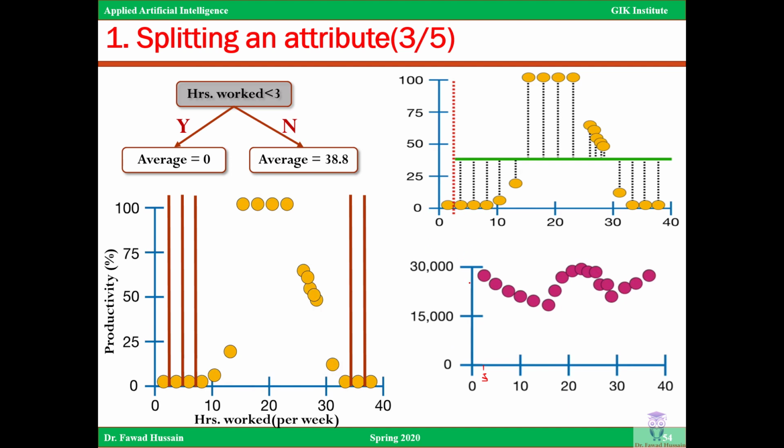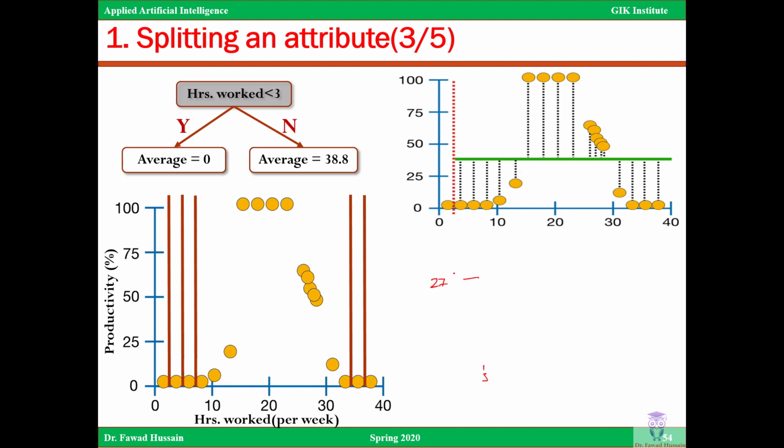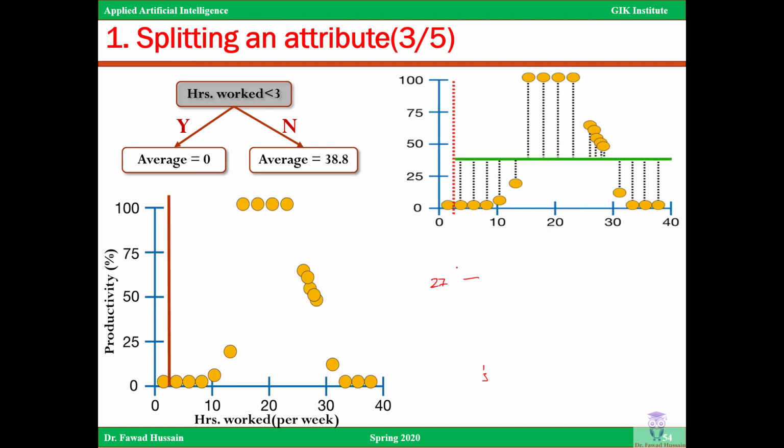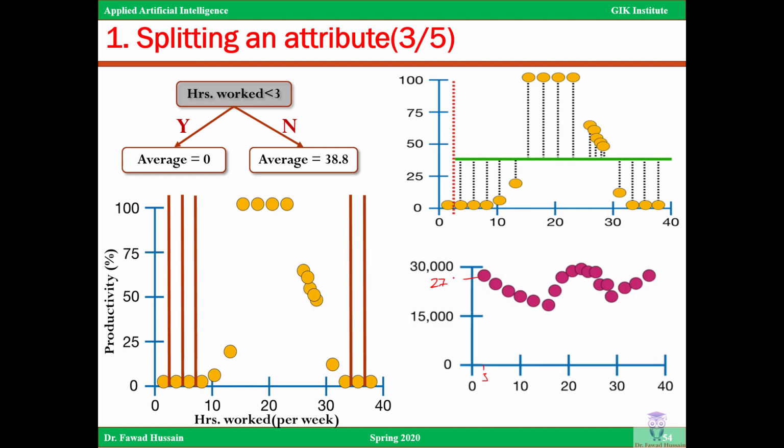So for hours worked equal to 3, this value was around 27,468. This corresponds to the split where hours worked is 3. So for different splits I have different sums of squared errors, and I'm going to choose the split which corresponds to the lowest sum of squared value.